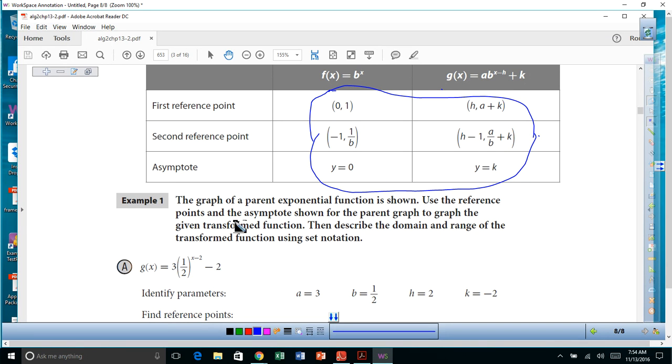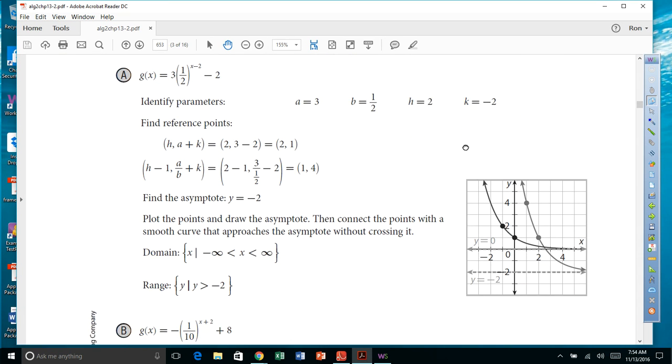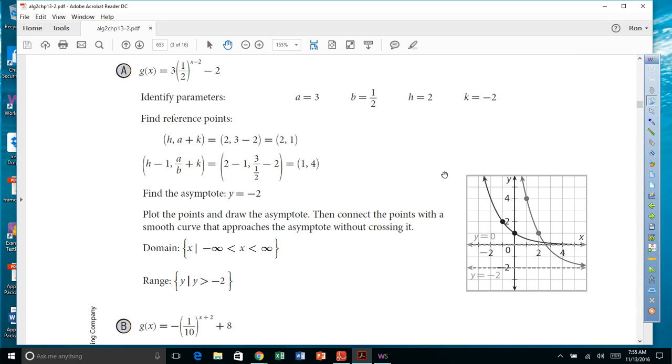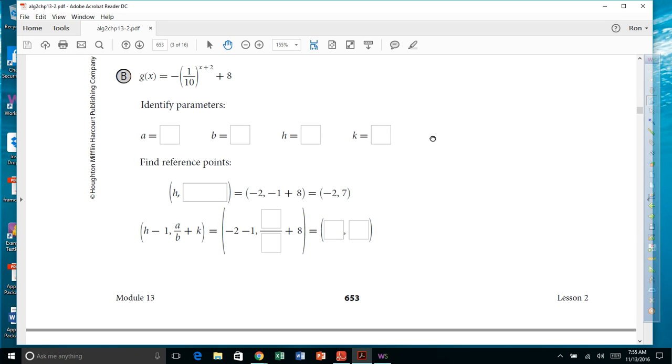The graph of the parent exponential function is shown. Use the reference points and the asymptote shown for the parent graph to graph the given transformed function. Then describe the domain and range of the transformed function using set notation. Okay. I'll let you read through A, and when you come back, we'll do B together.